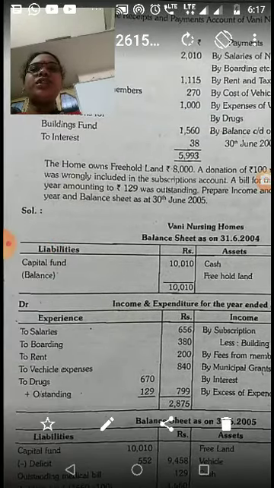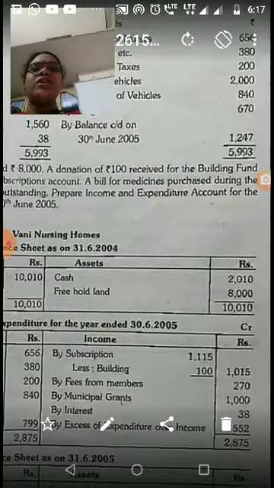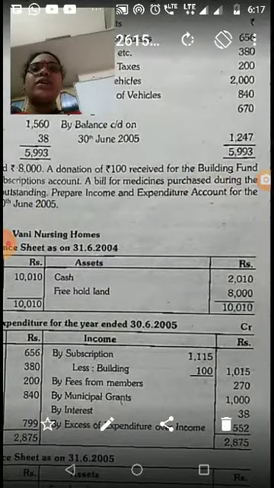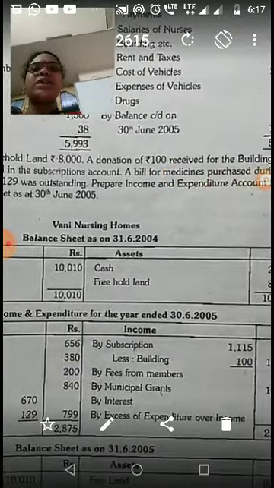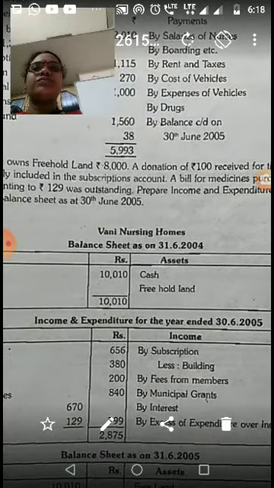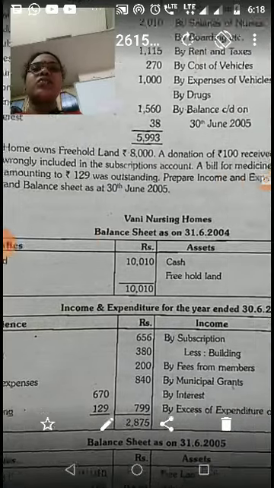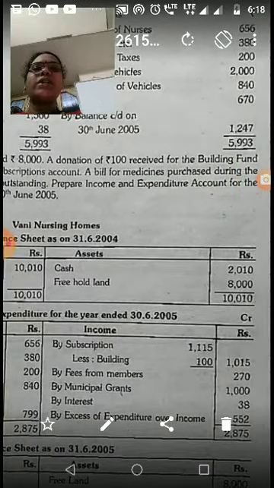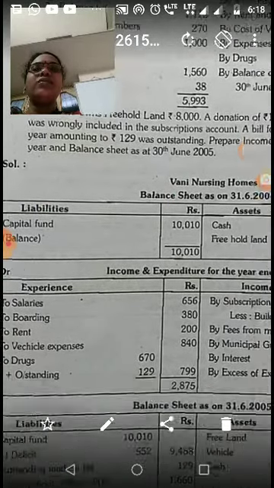Now, the home owns freehold land, that is 8000. Donation of 100 received for the building fund was wrongly included in the subscriptions account. A bill for medicines purchased during the year amounting to 129 was outstanding. Prepare income and expenditure account for the year and balance sheet as at 30th June 2005.